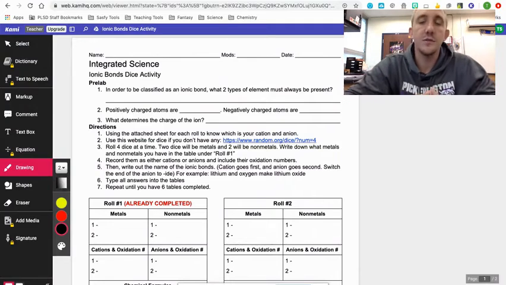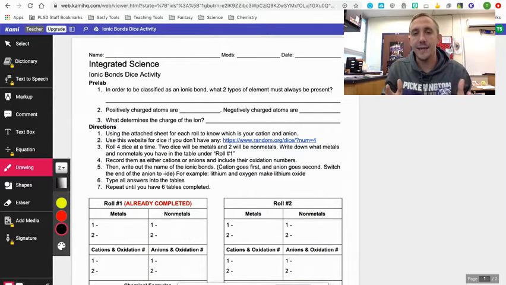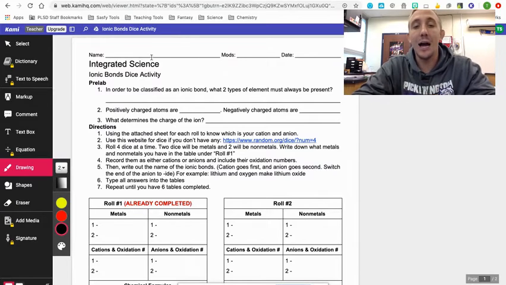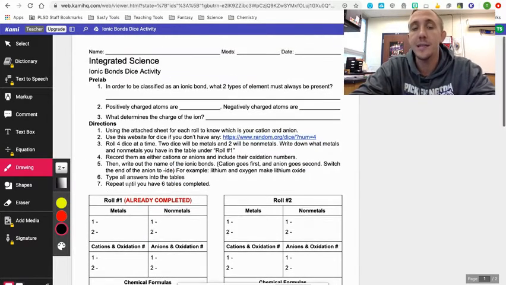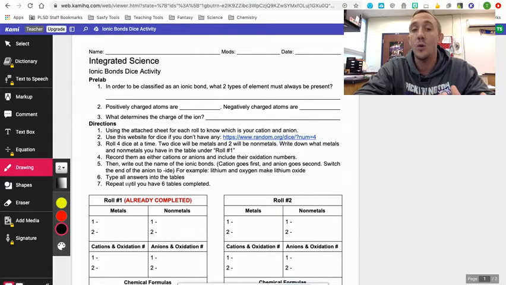If you're watching this, you've gone ahead and clicked the link to the video for the ionic bond dice activity. So I'm going to go ahead and complete roll one for you, and I'm going to go over how to do this.